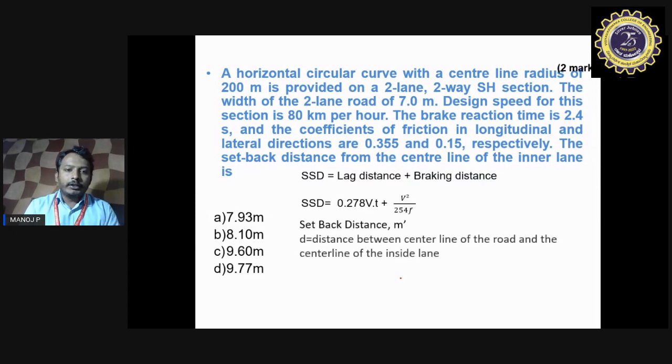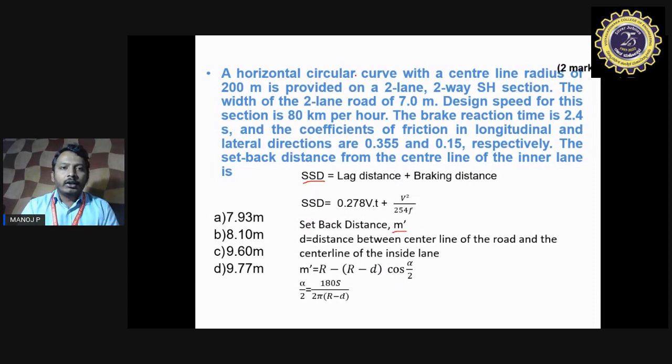Okay, here they asked you to calculate both stopping sight distance as well as the setback distance. Look into the question. A horizontal circular curve with a center lane radius of 200 meters is provided on a two-lane, two-way road. The width of the two-lane road is 7 meters. Design speed is 80 kilometer per hour, that is capital V.